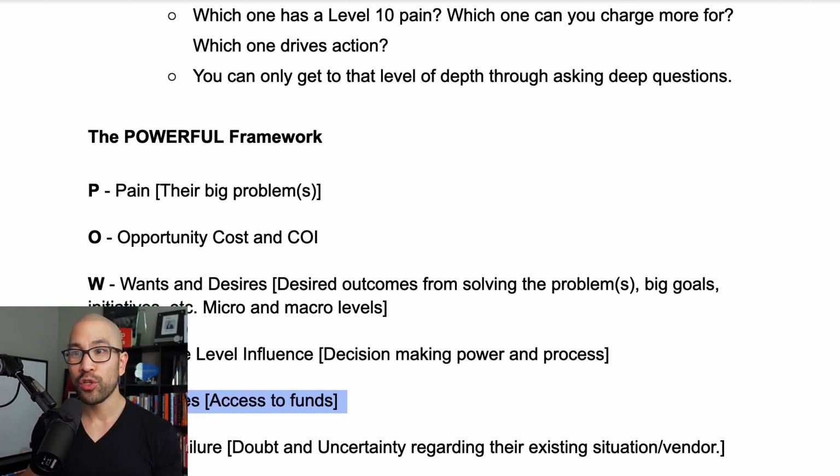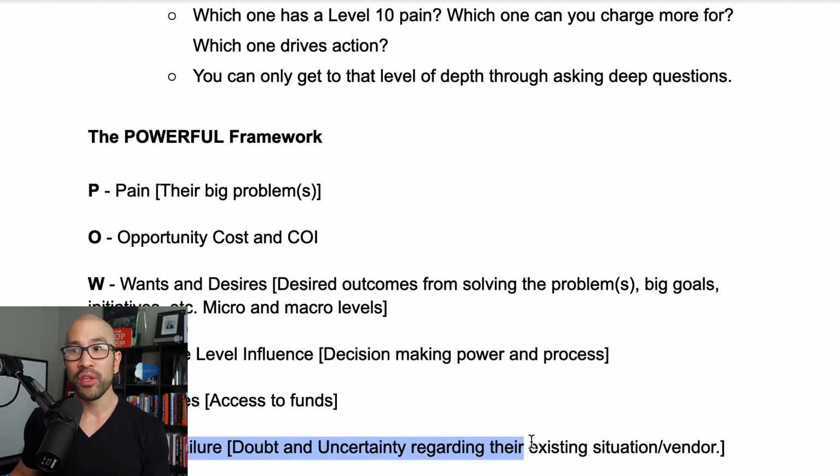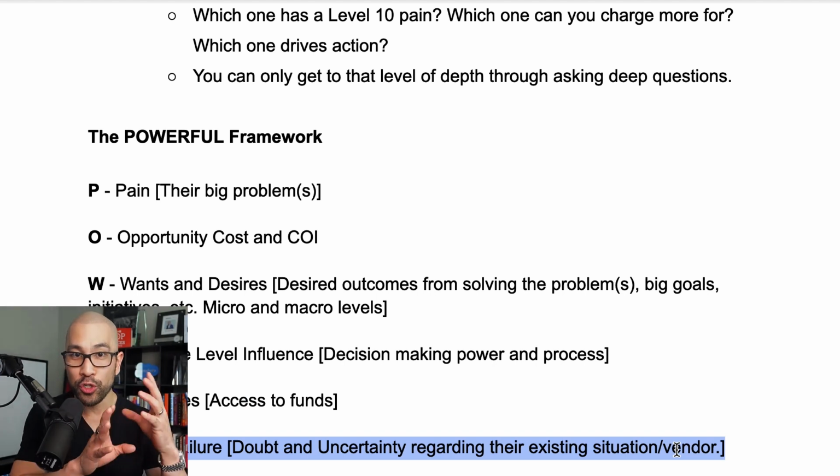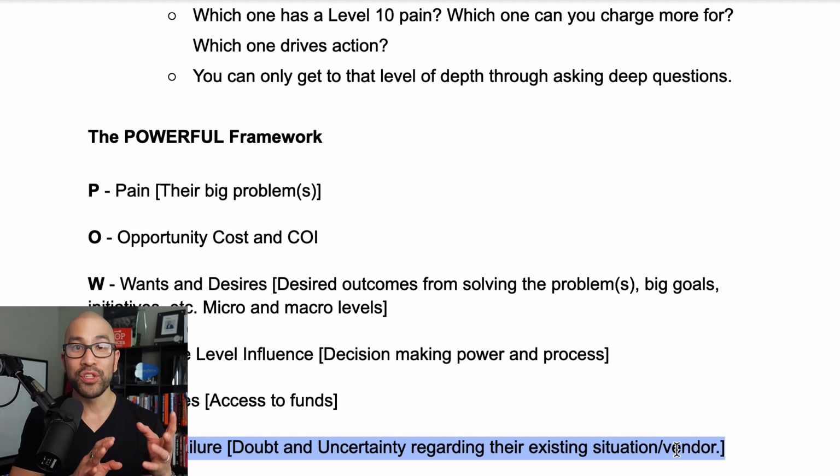All right, F. So this is fear of failure. This is a big one. This is having doubt and uncertainty, believing they have doubt and uncertainty regarding their existing situation and/or vendor. Meaning, based on the questions you're asking, they're at a level 10 in their realization of, wow, what we are doing definitely does not work, and I have zero faith they can do it.